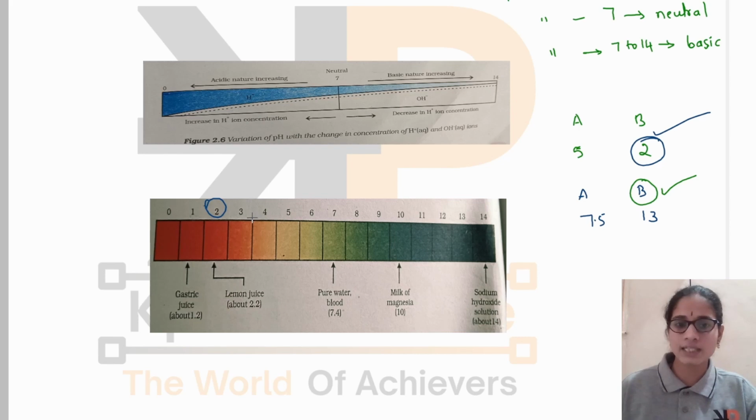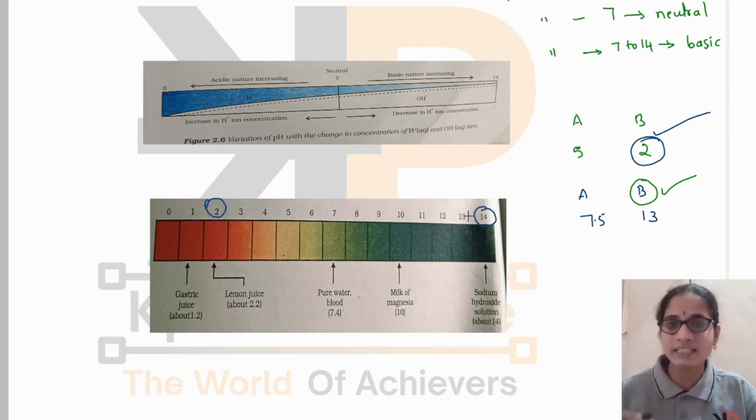Okay, understand? And again, if I take milk of magnesia or sodium hydroxide solution in a beaker, then I will dip the universal indicator in it. Then I will observe the color change. The color will be dark blue, something like this. Then I will compare it with these values. Then it comes out to be 14. In this way, I will measure the pH values.